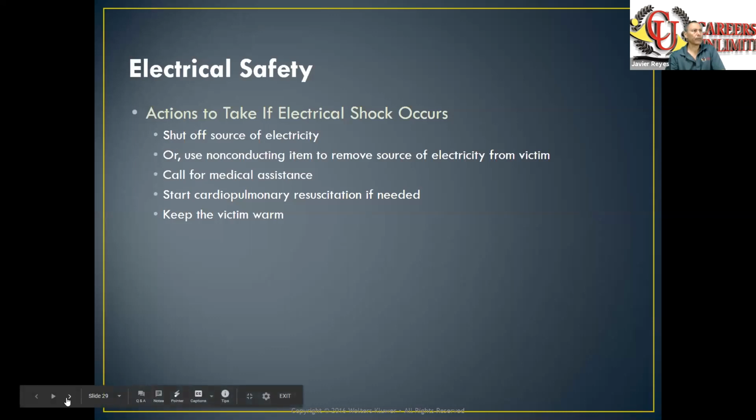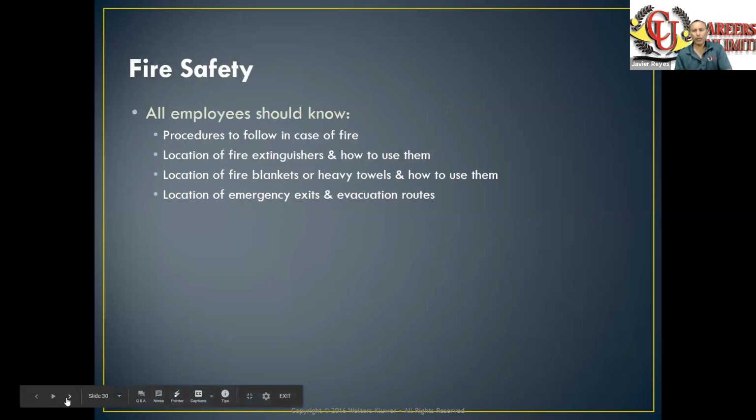All right. Fire safety. Everybody needs to know about fire safety. Everybody in the entire facility has to know about fire safety. So if you are working in a facility, hospital, nursing home, whatever it is, you have to make sure that you know the acronyms about RACE and about PASS.